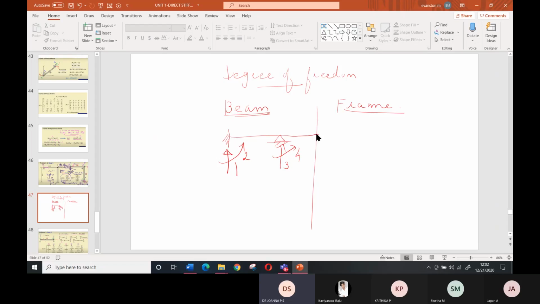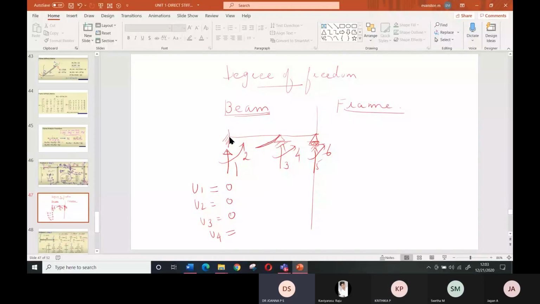Then one more example also I'll take. Roller support. 5 and 6. So can somebody tell me, what is U1? Jagan, can you tell me? Equal to 0. What about U2? Equal to 0. What about U3? Equal to 0. What about U4? Equal to 0. U4 is not equal to 0. Rotation, because it will rotate. Am I correct? It will rotate.